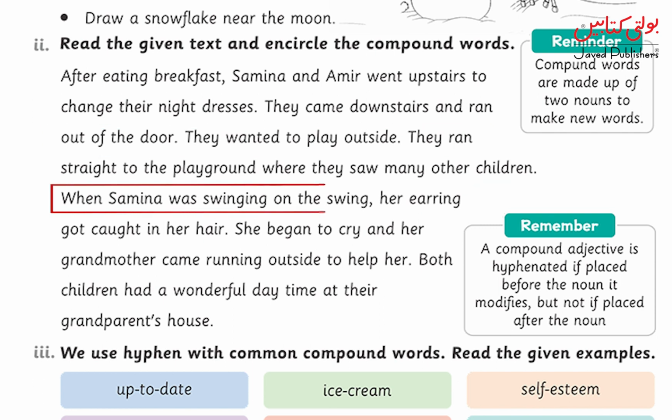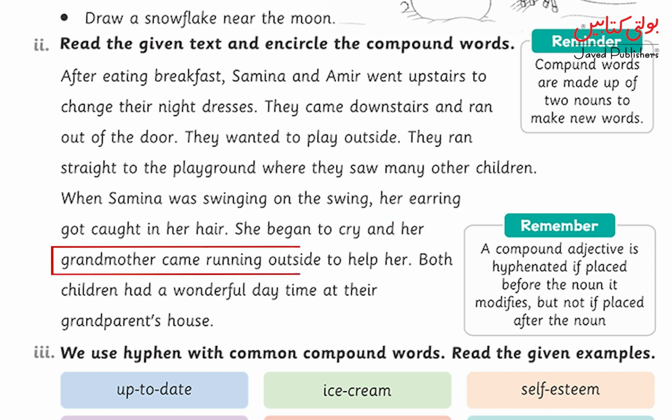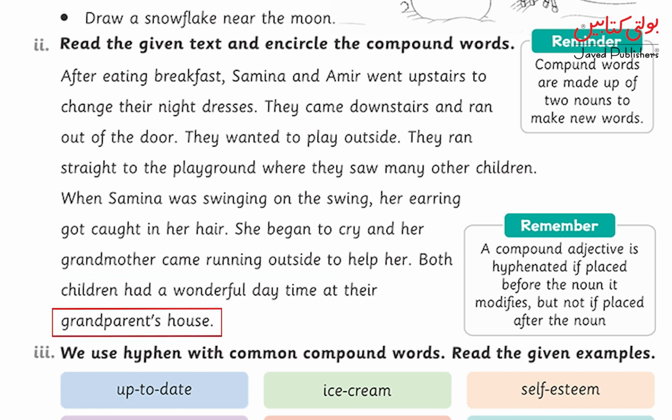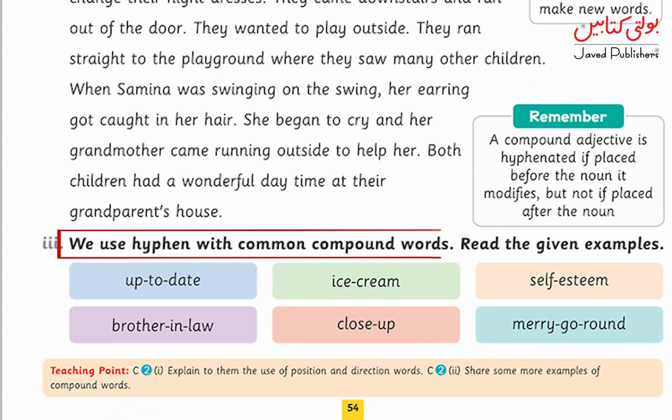When Samina was swinging on the swing, her earring got in the hair. She began to cry and her grandmother came running outside to help her. Both children had a wonderful daytime at their grandparents' house. Now the compound words in this paragraph are breakfast, upstairs, night dresses, downstairs, out of the door, outside, playground, earring, grandmother, outside, daytime, grandparents.